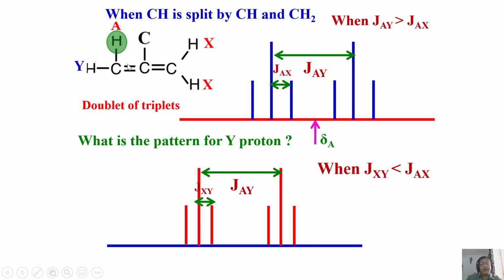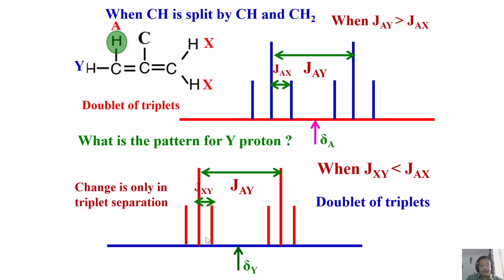Now this is the larger coupling AY and this is XY. When this XY coupling is four bonds away, it is much smaller. The pattern is similar to this. It is also a doublet of triplets. The only thing is, in this case, this coupling was slightly larger than this coupling, so this triplet separation becomes much smaller. That's all. But the pattern is a doublet of triplets even for this.